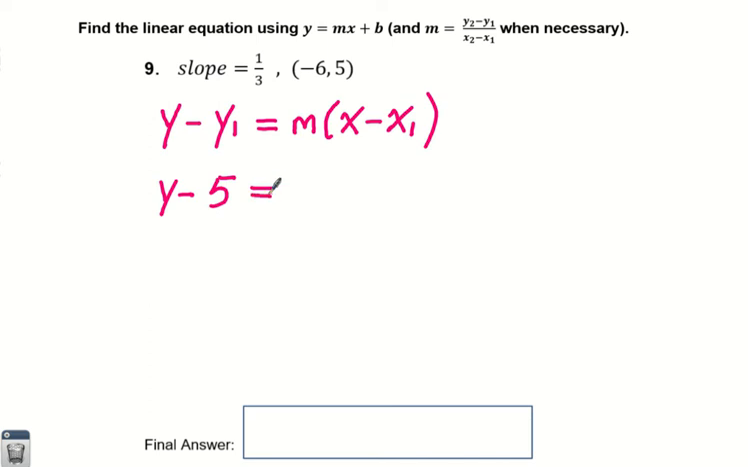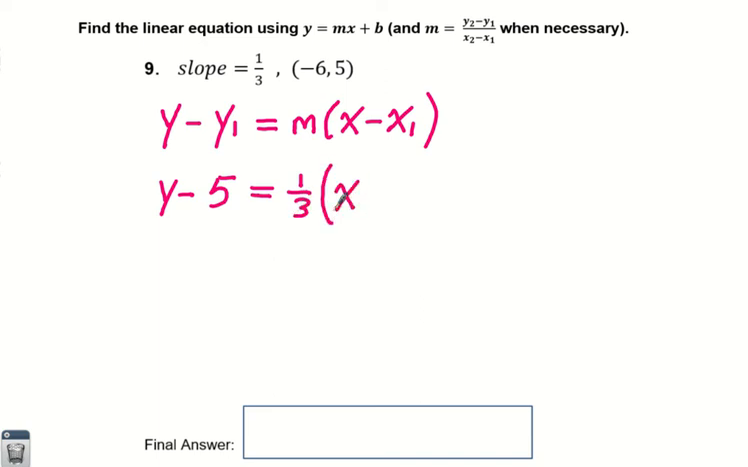Like, okay, that's what you do. You don't plug in anything for the regular x and the regular y. But I'm going to plug in the y value of my point in for y1. I'm going to plug in -6 in for x1. And what I'm going to do next here is I'm going to plug in 1/3 for m, because m means slope.